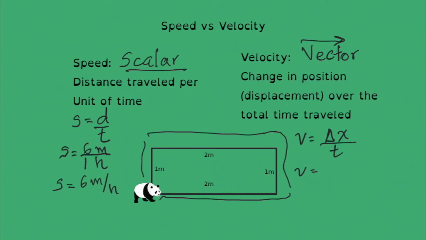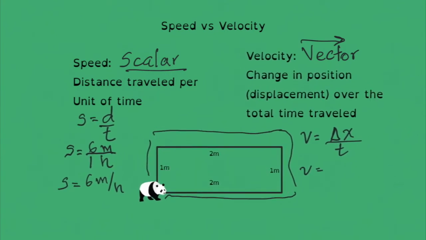If our little panda started right here, and ended in the same place, what is going to be the change in position? Well, the change in position is going to be 0. And divided by time, which is 1 hour, the velocity for our panda is going to be 0 because there is no change in position in this problem.